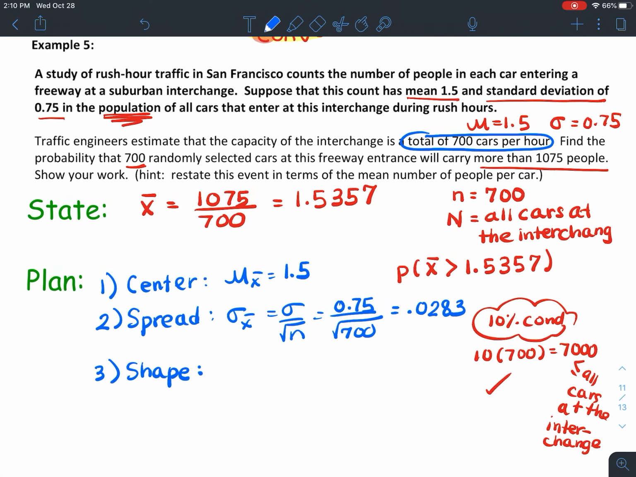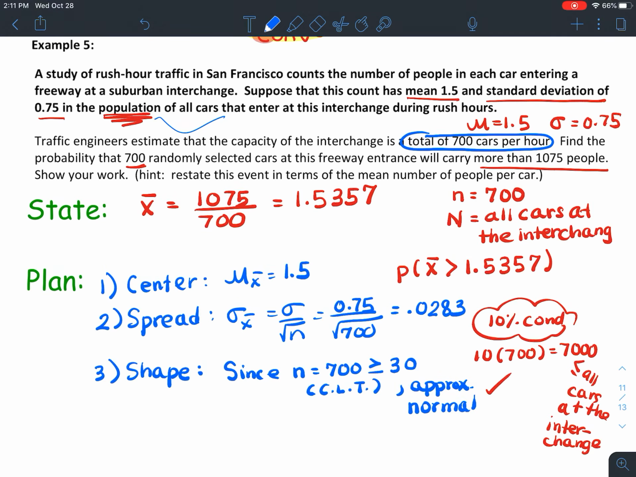We cannot use normal CDF if we can't conclude that the shape is normal. Okay, now it doesn't indicate at all up here that the shape of the population distribution is normal, so I can't use that. But I do know that since my sample size is 700, and that's definitely a number greater than or equal to 30, according to the central limit theorem, I can conclude that the shape would have to be approximately normal.